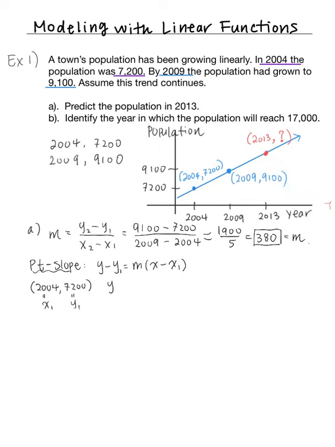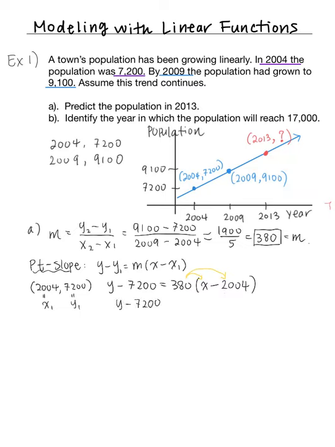So ready? So you're going to have y minus 7200 equal to 380 multiplying here by x minus 2004. So from here, we're going to do the same thing as what we did in the last section. We're going to solve for y. So first, let me distribute the 380. Do not freak out because the numbers are a little bit bigger than what you're used to seeing. So you can do it.